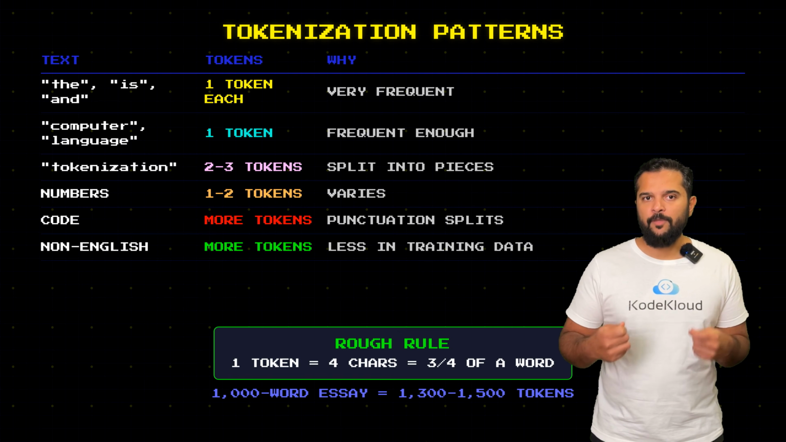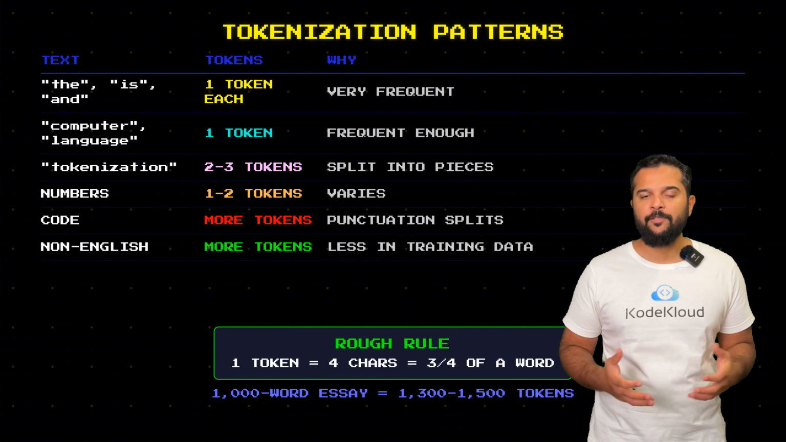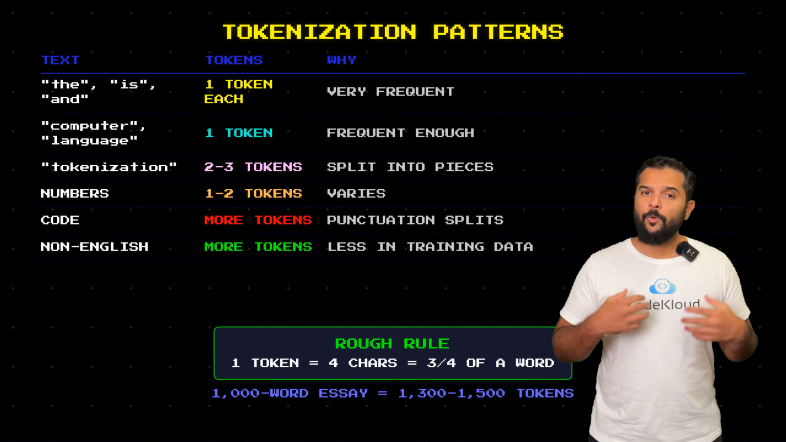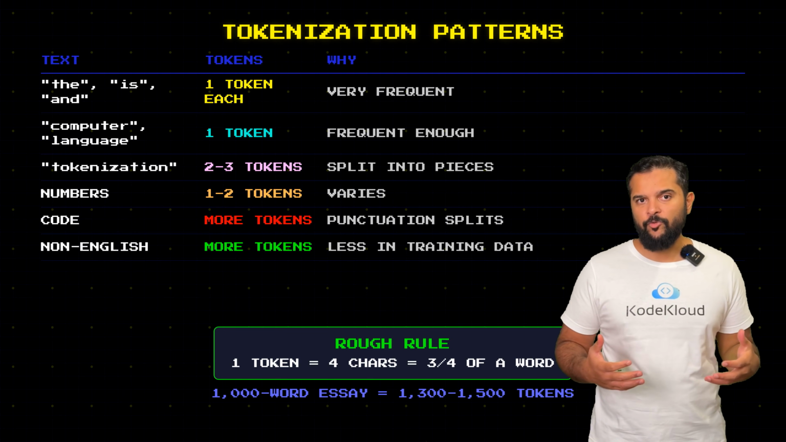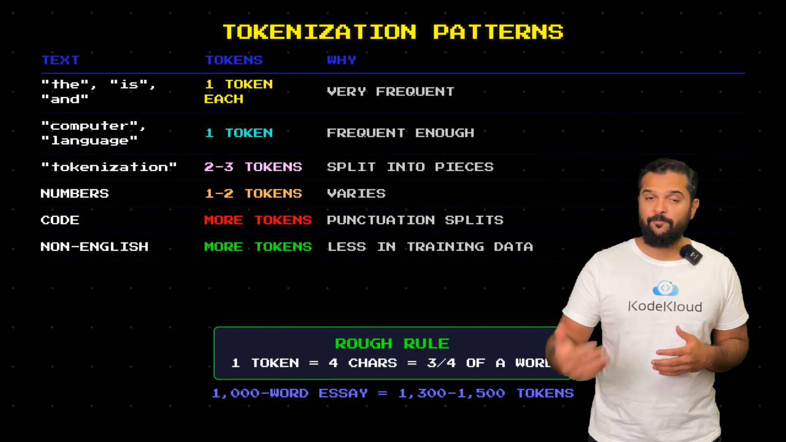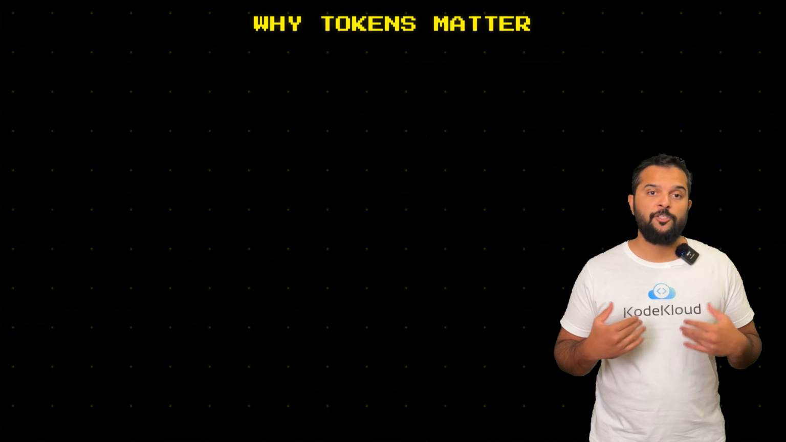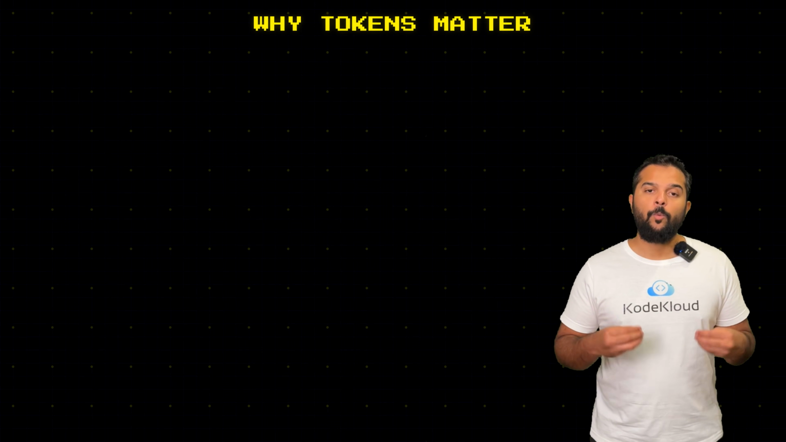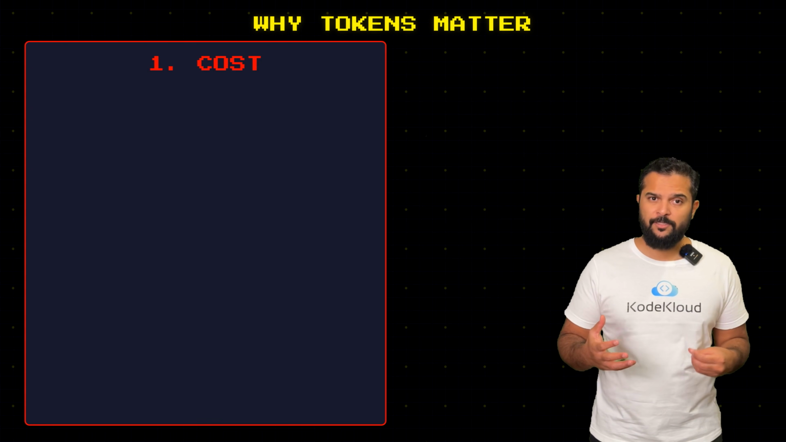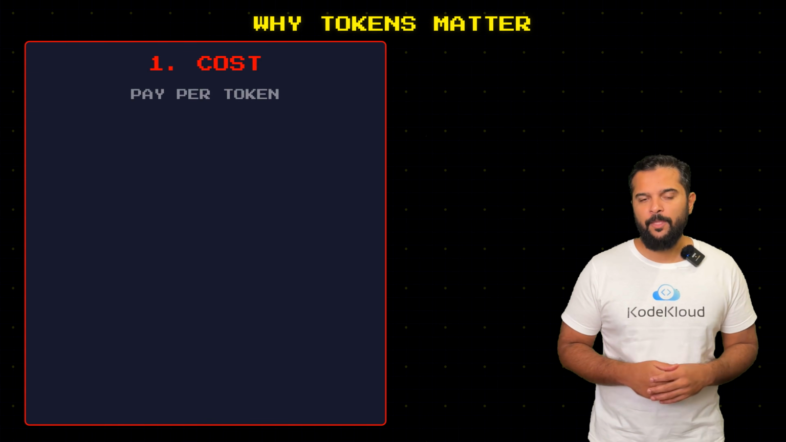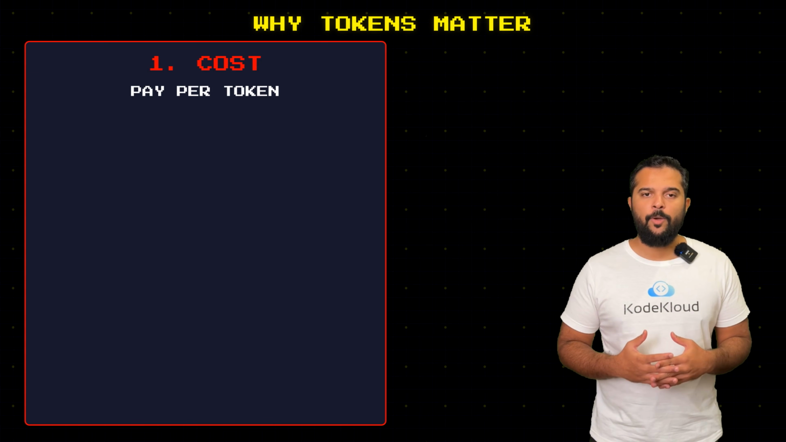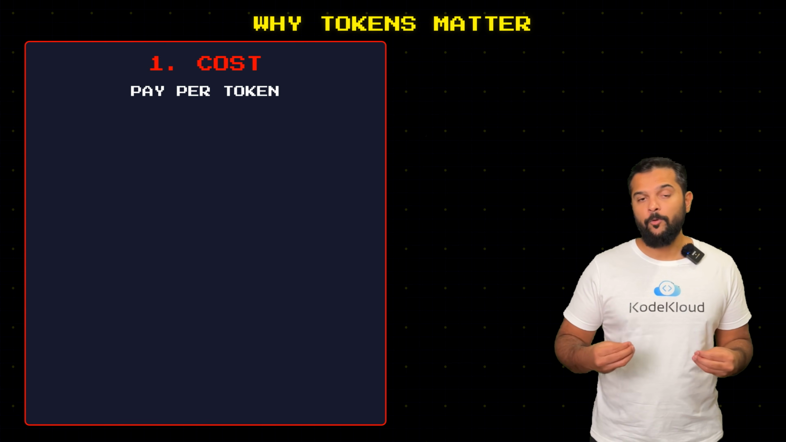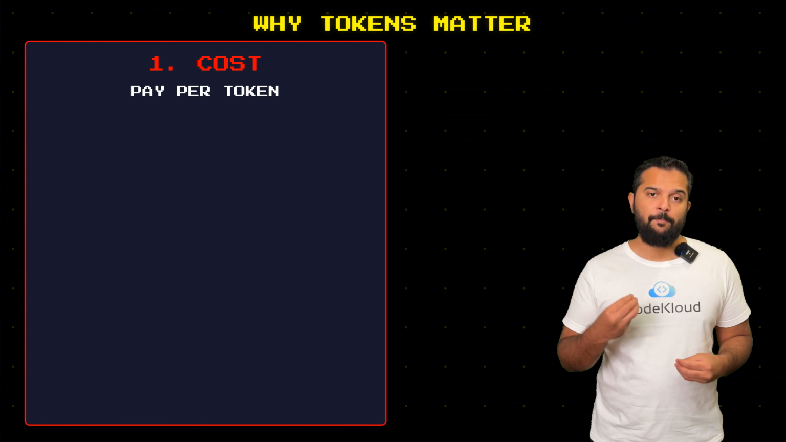Now, a rough rule of thumb: 1 token is roughly 4 characters of English text, or about 3/4 of a word. So a 1,000-word essay is roughly 1,300 to 1,500 tokens. Tokens aren't just a technical detail, they directly affect 3 things you'll care about when working with LLMs: cost, speed, and the context window. Starting with cost, LLM providers like OpenAI, Anthropic, and Google charge per token, both for what you send in and what you get back.